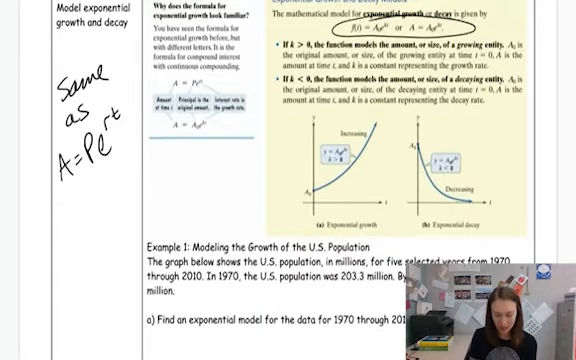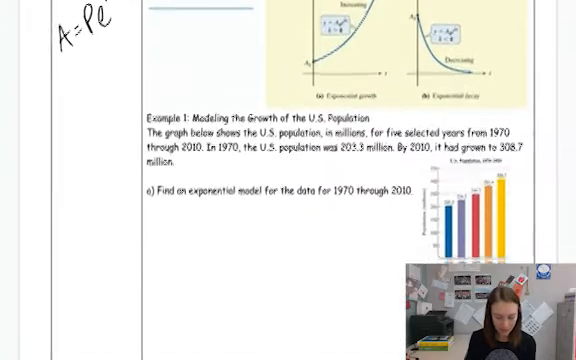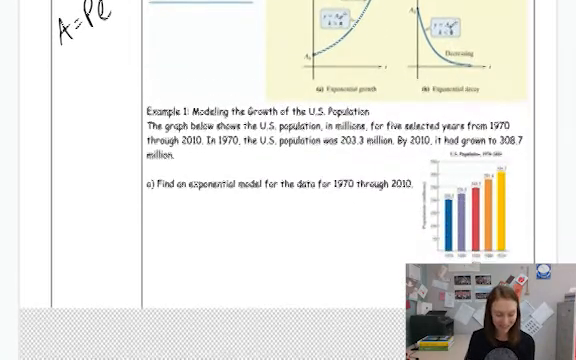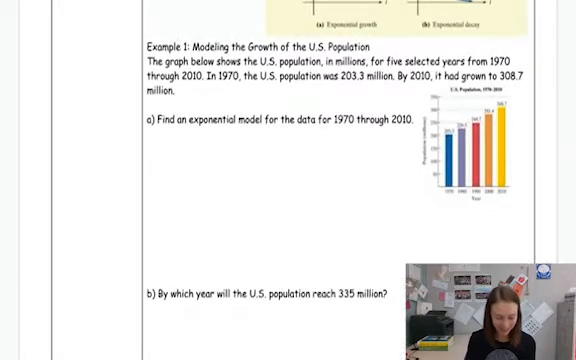So if k is positive, we've got a growth function. If k is negative, we have a decay function. Let's look at an example. Again, I don't care which letters you use in the formula, as long as you use the formula properly.